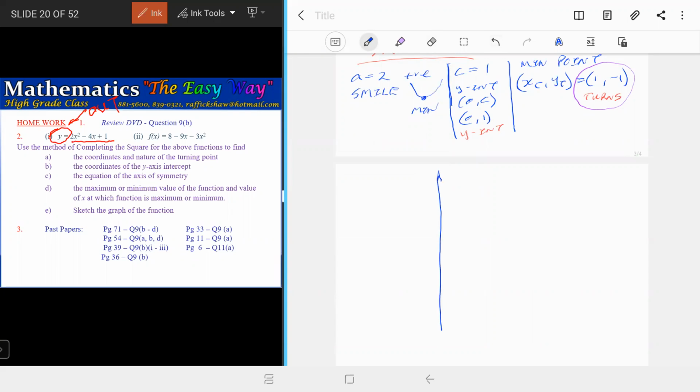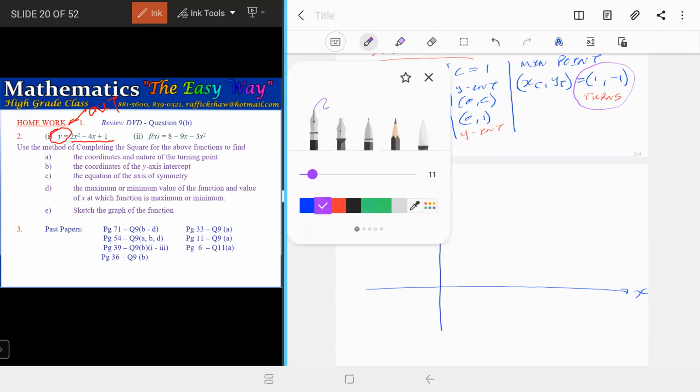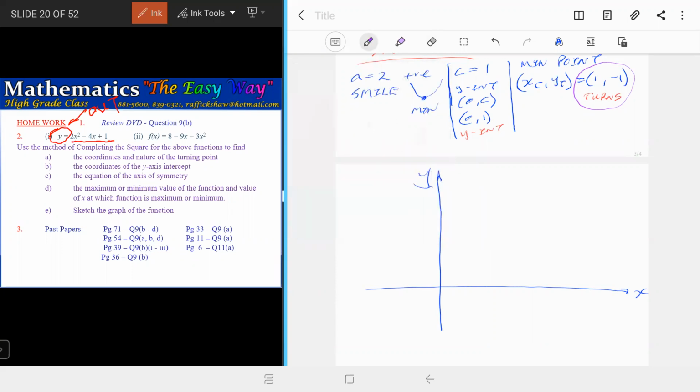Y-axis, x-axis. And as I said, we have worked out that we need to turn down here and cross up here. So let's draw that. Bam. And it smiles. It's a sketch, it doesn't have to be accurate. Somebody's going to draw it a little bit more narrow like that, doesn't matter. Someone's going to draw it lean like that. No, don't make it look like a V, it smiles.